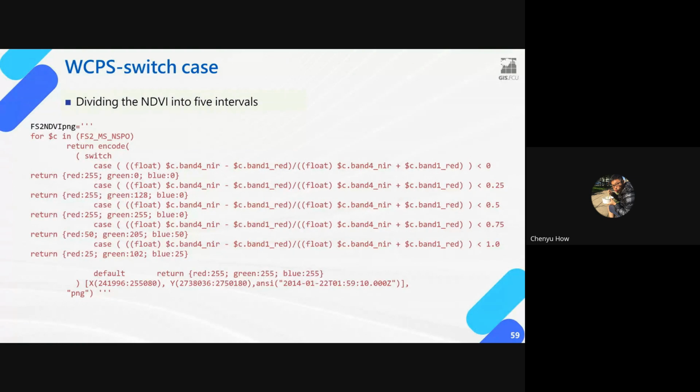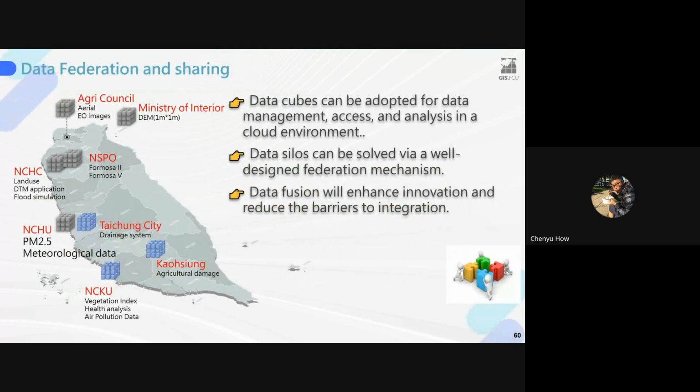And this is the WCPS switch case, where we divide the NDVI into 5 intervals and display each interval in distinct colors. And this is the last page. I think we are moving faster than I thought, but we can have some time to discuss maybe later.